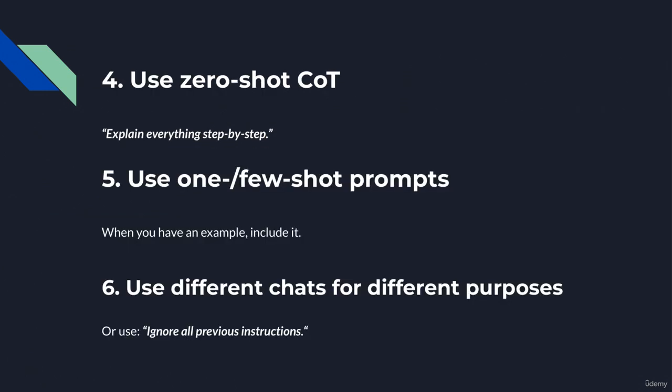Tip number 4 is to use zero-shot chain of thought when crafting your prompt, which involves explaining everything step by step. Tip number 5 is to include examples in your prompt when possible, like one or few shot prompts. And tip number 6 is to use different chats for different purposes.